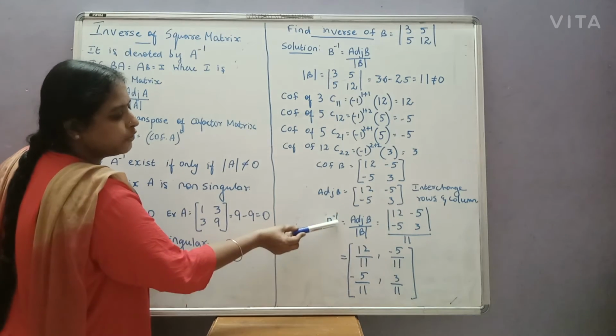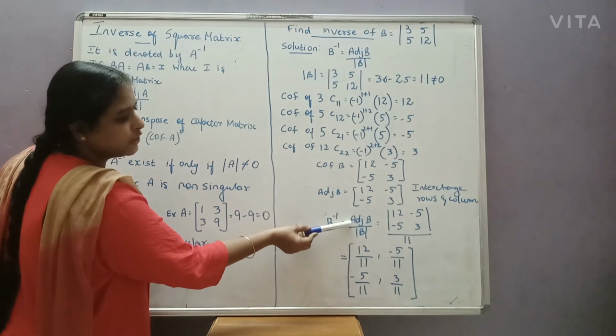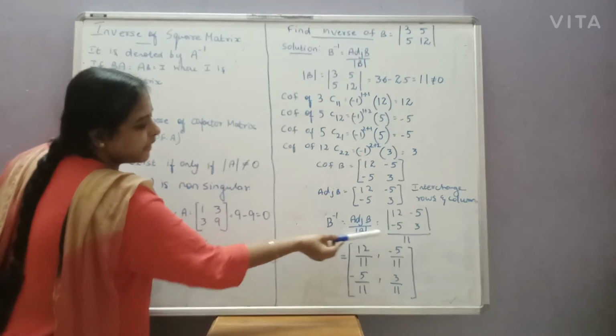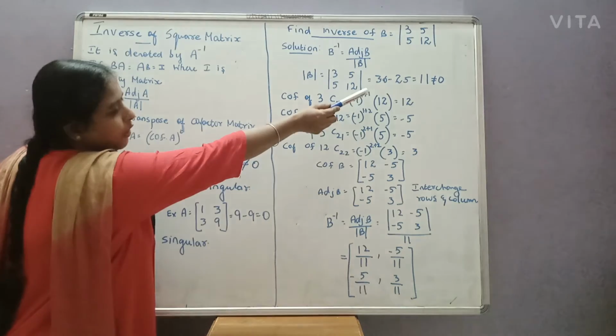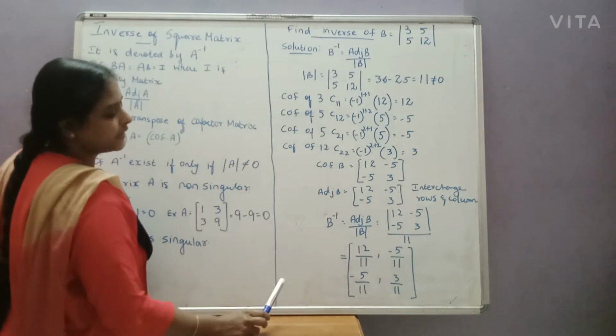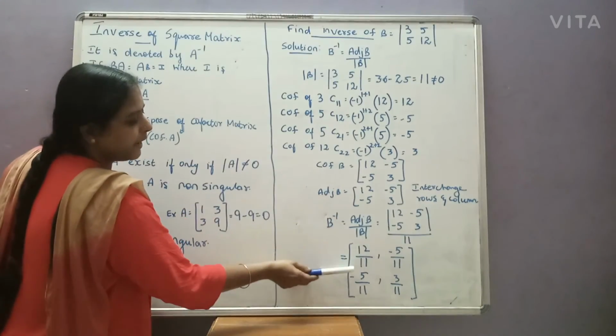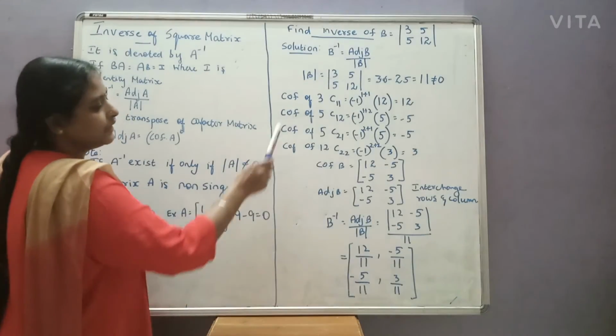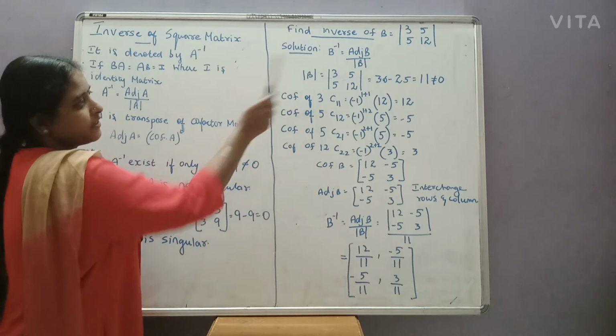B inverse equal to adjoint B by mod B. Adjoint B is 12, minus 5, minus 5, 3 divided by 11. Mod B is 11. Already we have found it, which is non-singular. So substitute: 12 by 11, minus 5 by 11, minus 5 by 11, 3 by 11. This is the method of finding inverse of B.